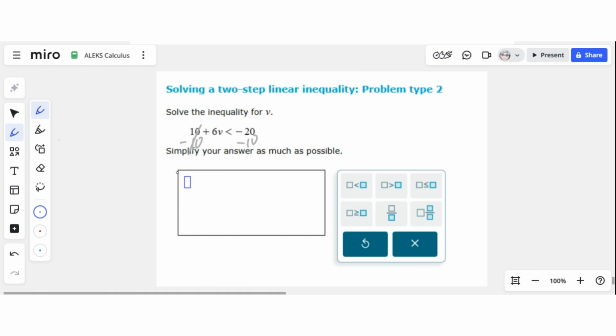Here, 10 minus 10 is 0. So that just leaves 6v. I've got my less than. And then negative 20 minus 10 is negative 30.